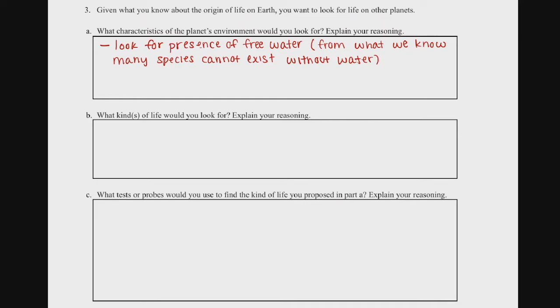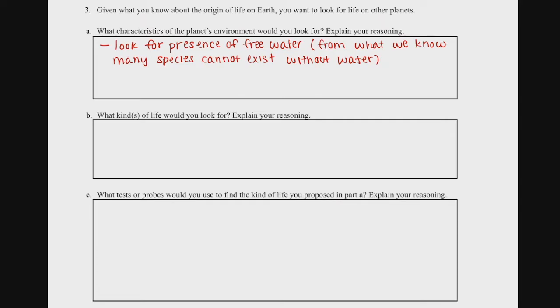Alright, and then what kind or kinds of life would you look for? Because we're not necessarily looking for a planet that has oxygen, we've already kind of said in the beginning, it doesn't need oxygen. A lot of species live anaerobically.